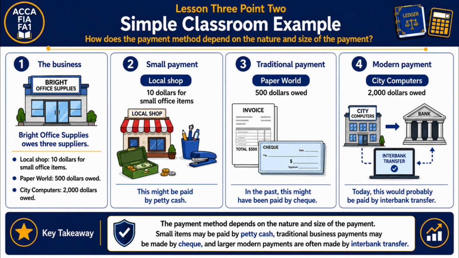In the past, this might have been paid by check. It owes City Computers $2,000. Today, this would probably be paid by interbank transfer. So, the payment method depends on the nature and size of the payment.